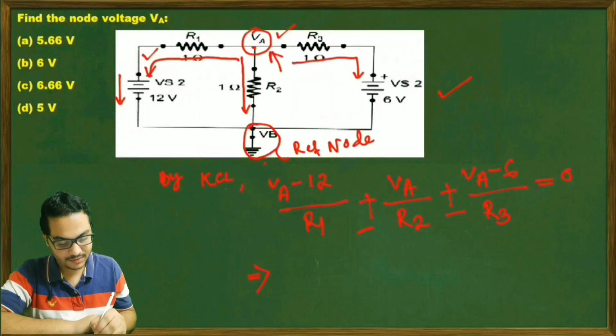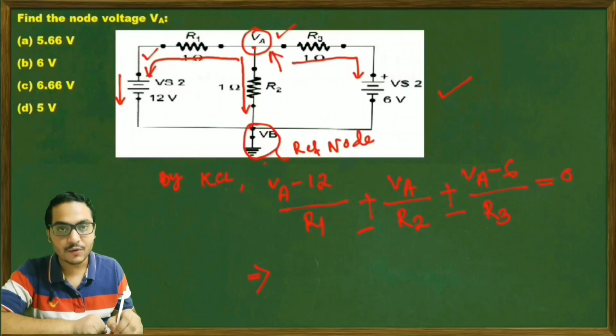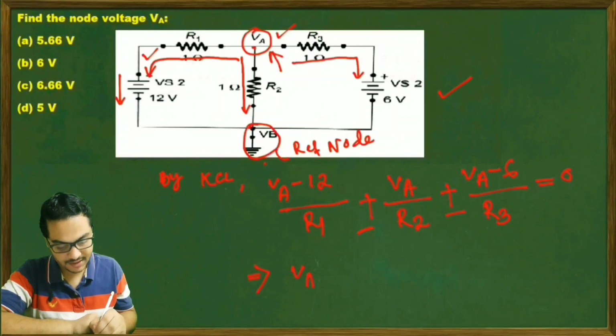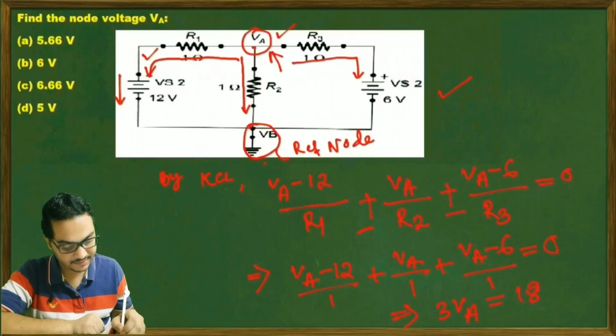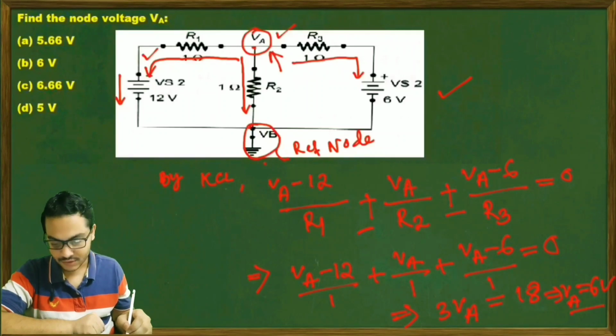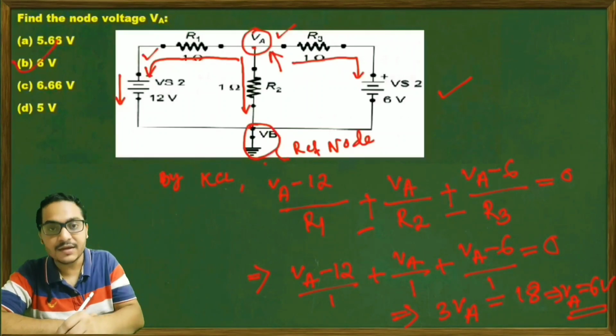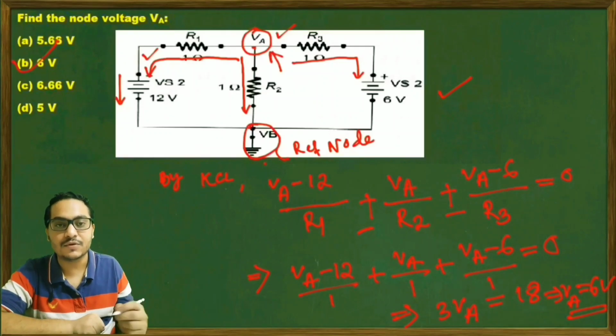Here R1, R2 and R3 are all known and equal to 1 ohm. So VA minus 12 by 1 plus VA by 1 plus VA minus 6 by 1 equals 0. From that, 3 VA equals 18, and VA equals 18 by 3 equals 6 volt. So option B is the right answer. Now let's move to the next question.